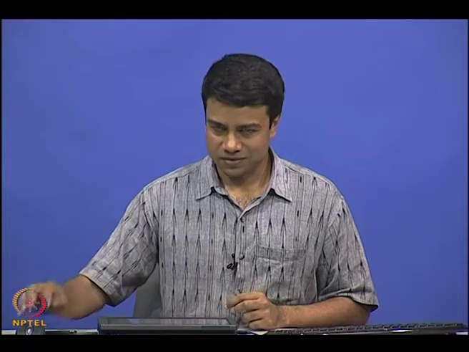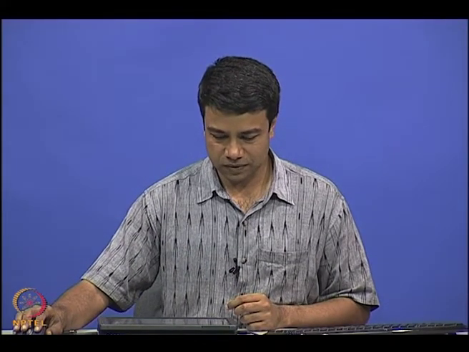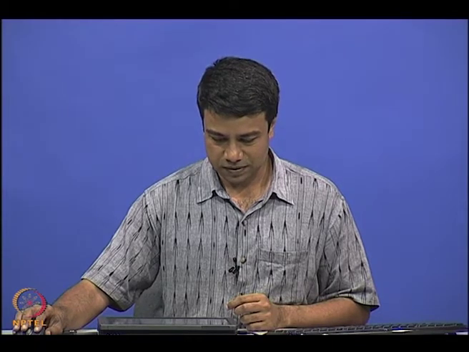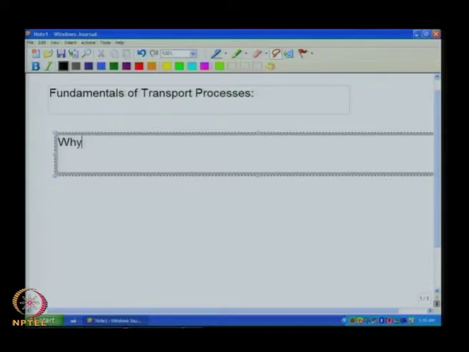Welcome to this course on the fundamentals of transport processes. At the beginning of the course, it is always useful to examine why we are learning this course, what we are going to learn and how. These are the three questions that one should have a clear understanding of before we even go on to a new course. That is, why are we learning this course, what are we going to learn and how.